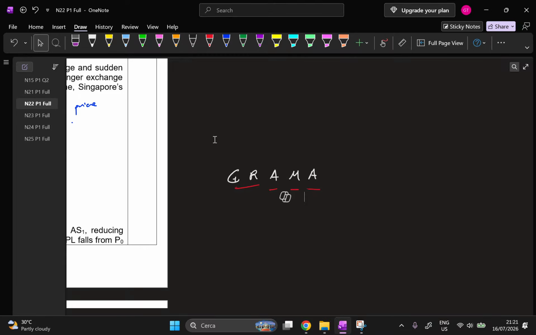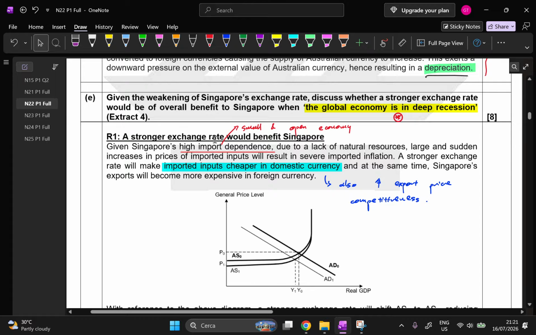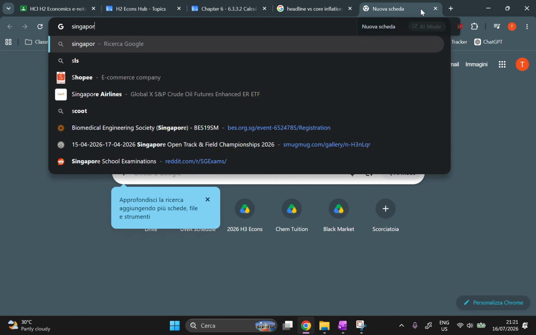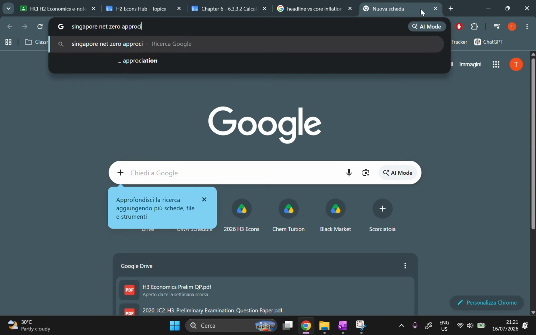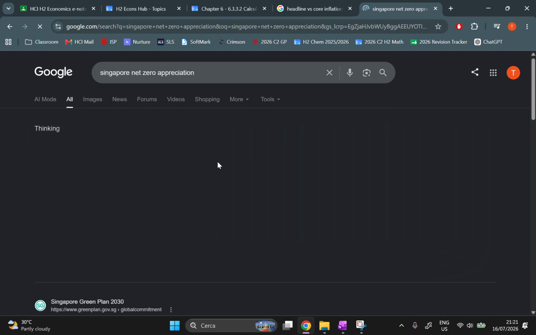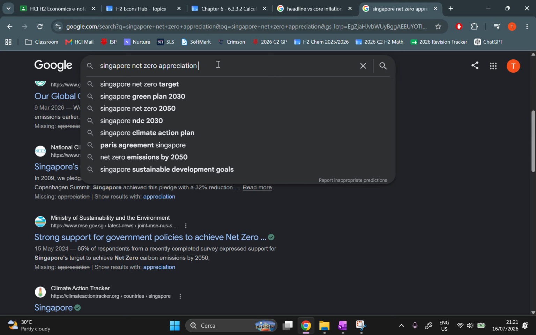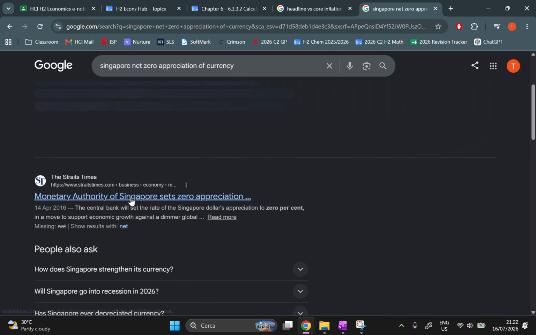But what did we learn? We learned that we actually want to use depreciation or at least go to net zero appreciation during times of deep recession. I'm not sure if you recall in March 2026, right after somebody in the White House did something and caused a major war in the Middle East, there was a Straits Times article. I'm not sure if I can find it. Yeah, there was actually this particular Straits Times article in March of 2020.